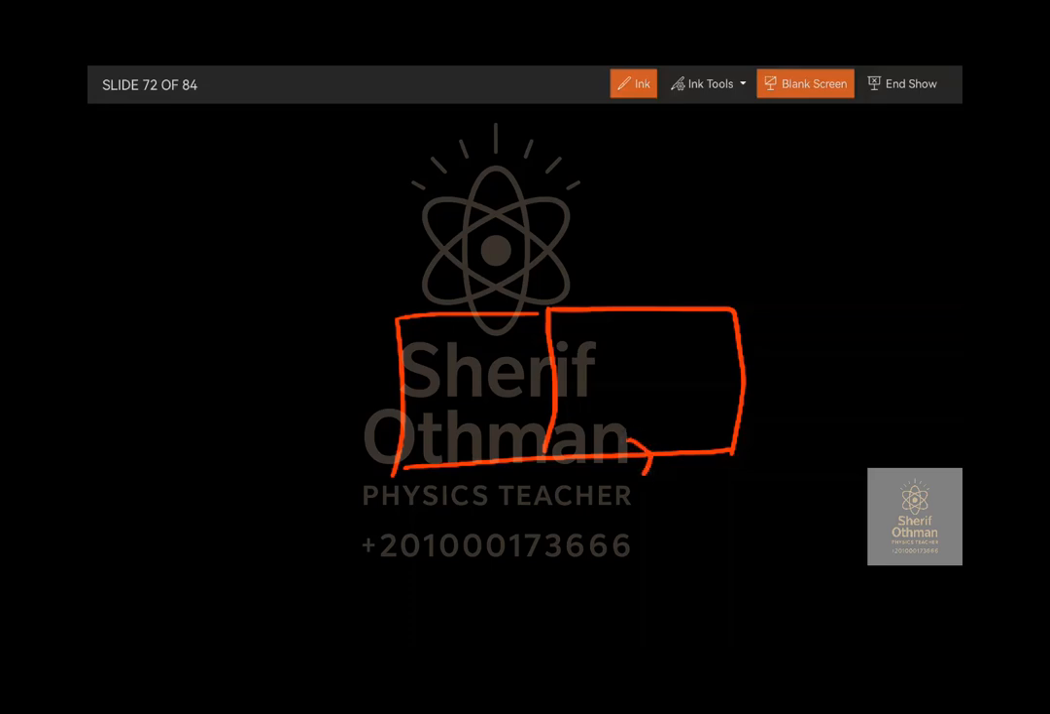Here is the current, and here is the battery. The current is flowing from negative. Electrons are moving like this. It's going to be separated, then collected again at this point, to return the same. Let's move with the arrows.